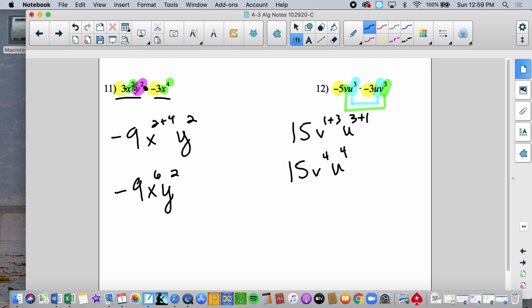Now a lot of students would stop there and leave that as their answer. However, you have to put it in standard form. Standard form is alphabetical. U is going to come before v. So my final answer needs to be 15u to the fourth, v to the fourth.